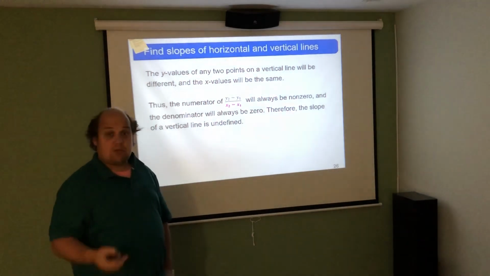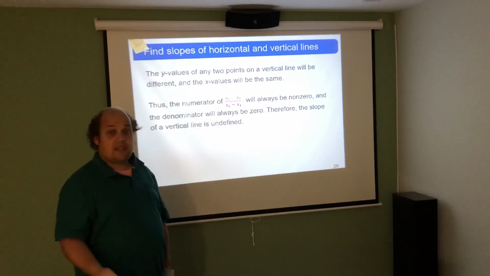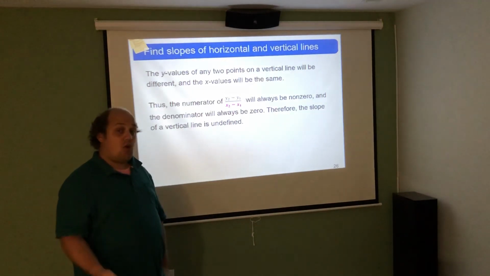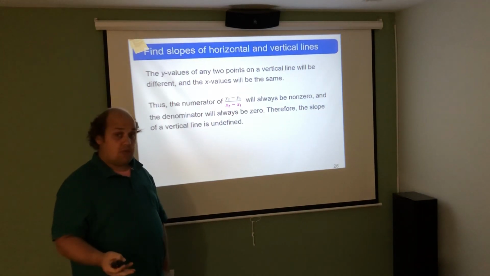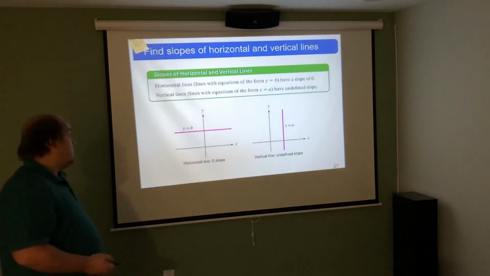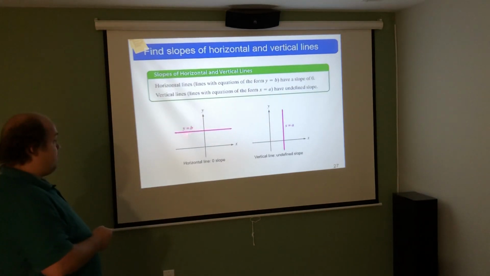So x equals line, vertical, undefined slope. Y equals line, horizontal, 0 slope.